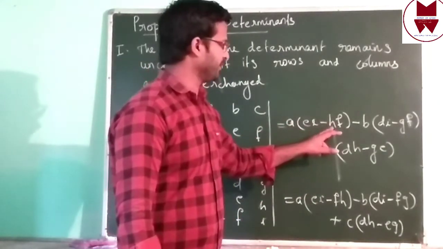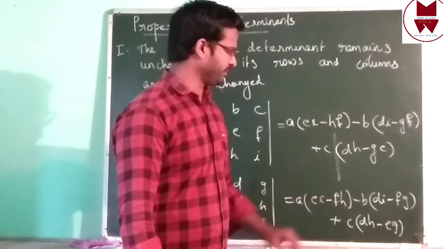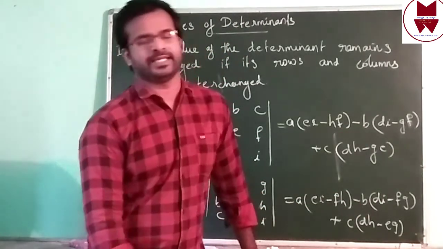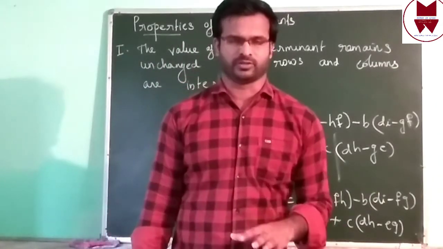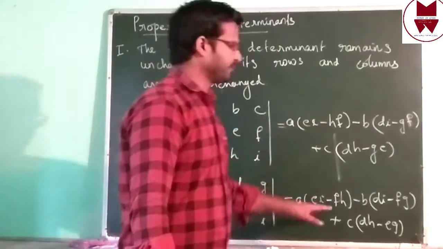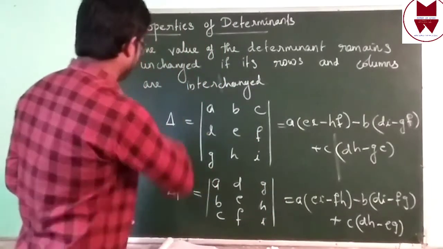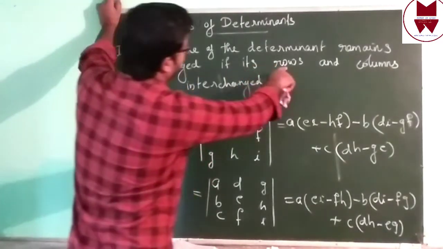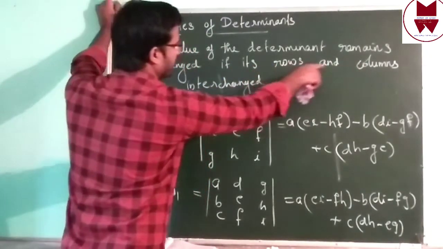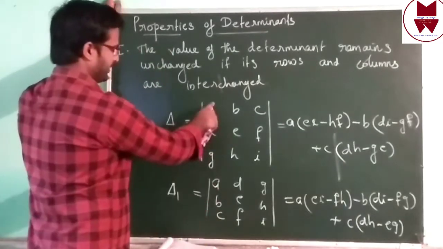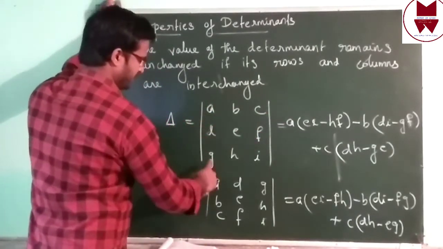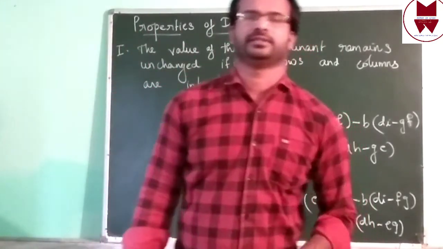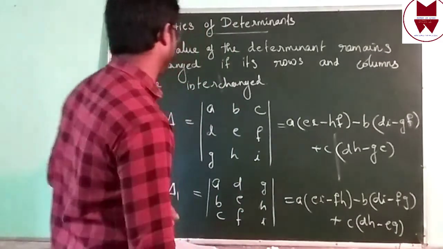Check it now, these two answers. A into EI minus HF, A into EI minus FH, minus B. Everything is the same, isn't it? That means if you interchange columns and rows, the determinant will not change. It remains unchanged. That is the first property. The determinant remains unchanged if its rows and columns are interchanged. Here I interchanged rows to make columns, but the determinant does not change.